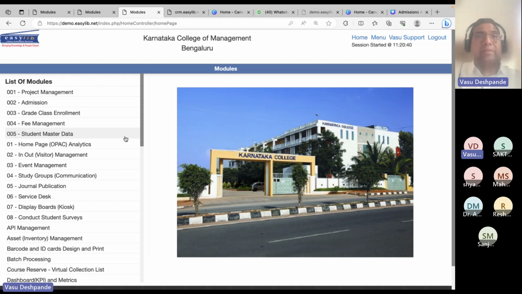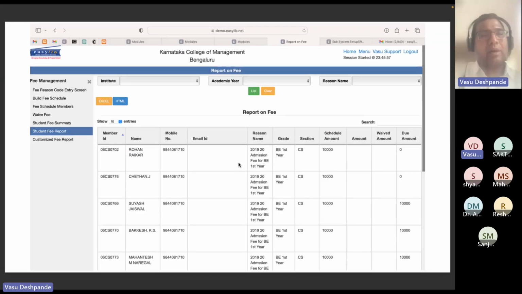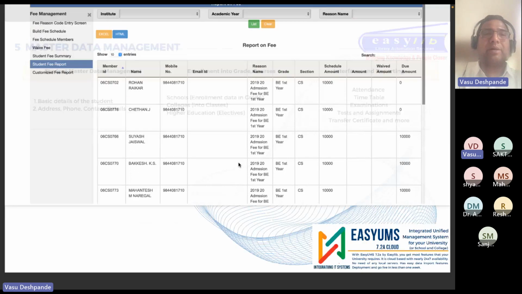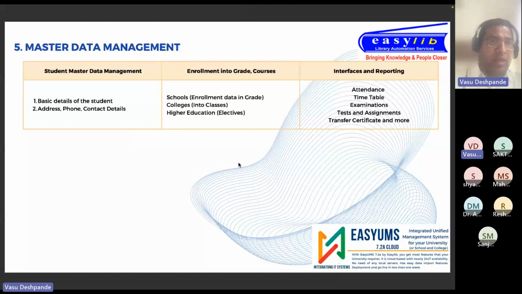That's why we have built the common platform which will cater to your need, and any additional changes that you would wish, we'll be happy to incorporate and make the system as user friendly and as beneficial as it can. So this is the fees list that I'm showing over here.